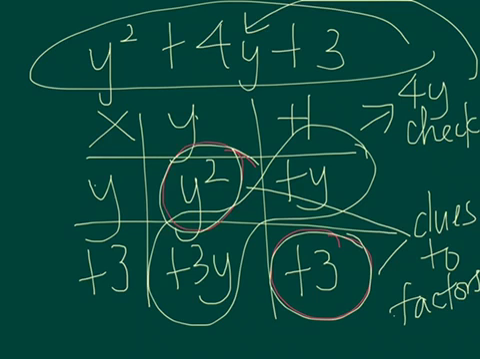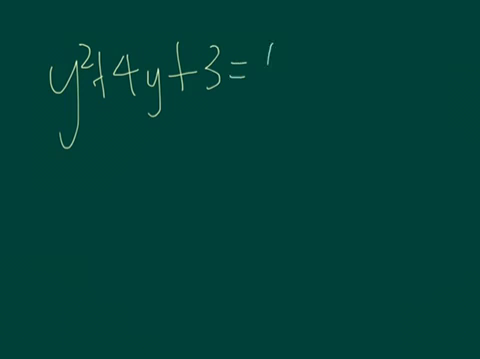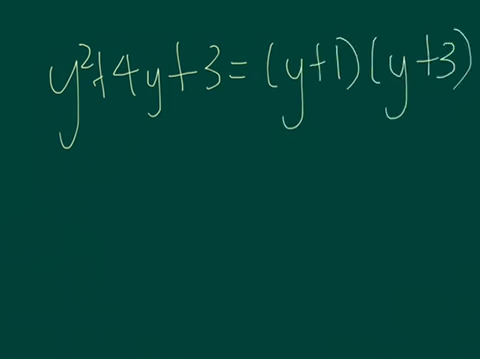It tallies, okay? So your answer will be, after the whole process, y squared plus 4y plus 3 is equal to y plus 1, y plus 3. Okay? This is the reverse process. Everybody okay? You understand how to use the multiplication frame? Let's try out the question below that.